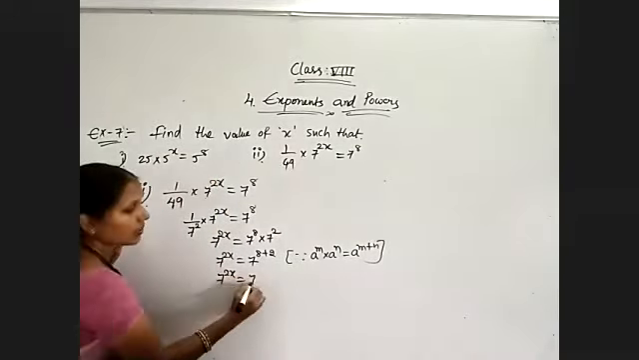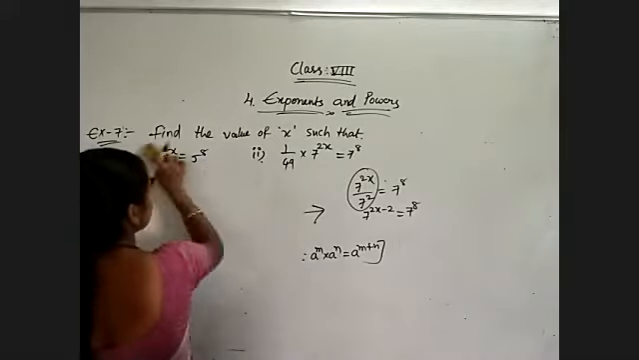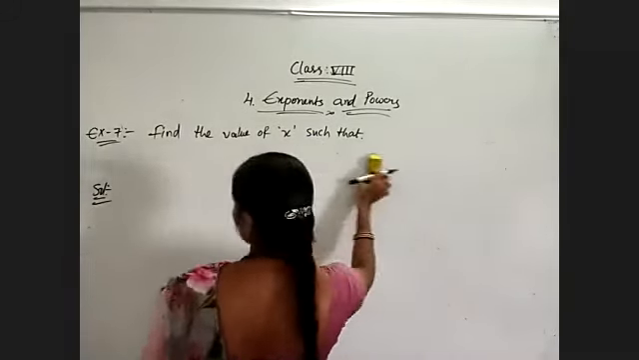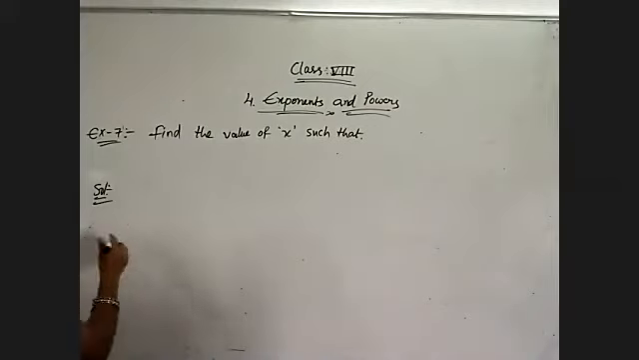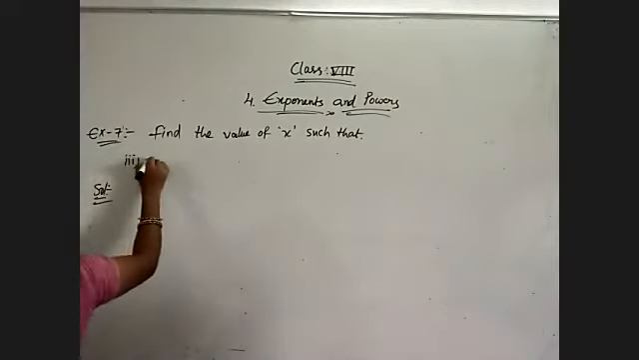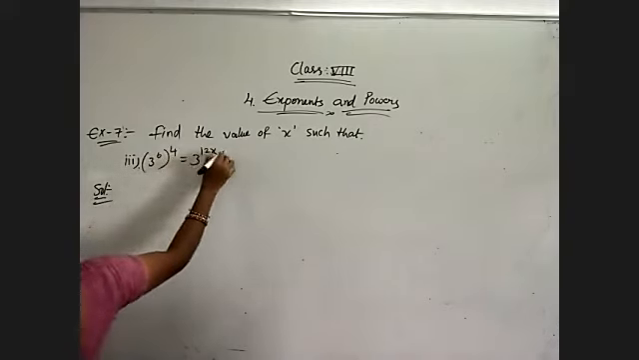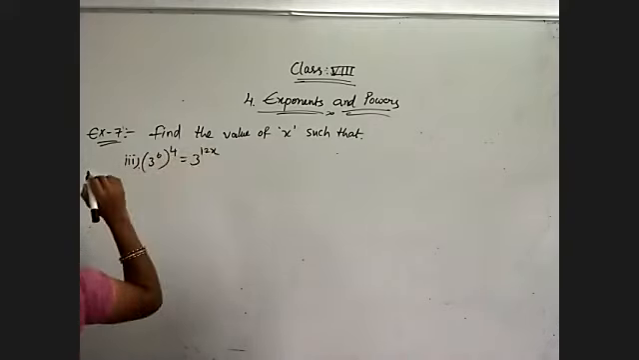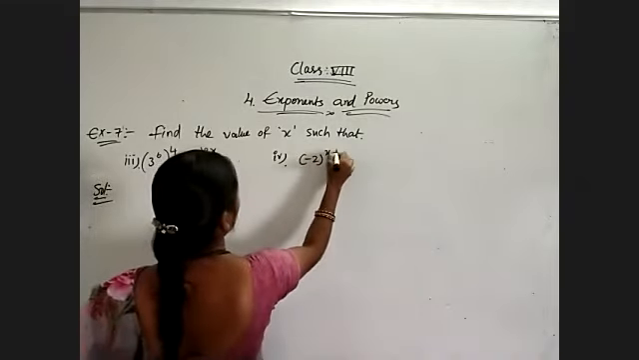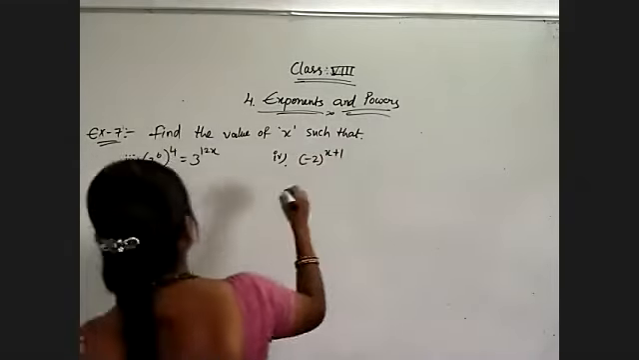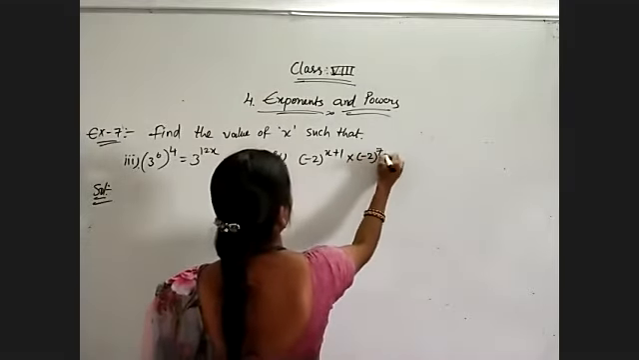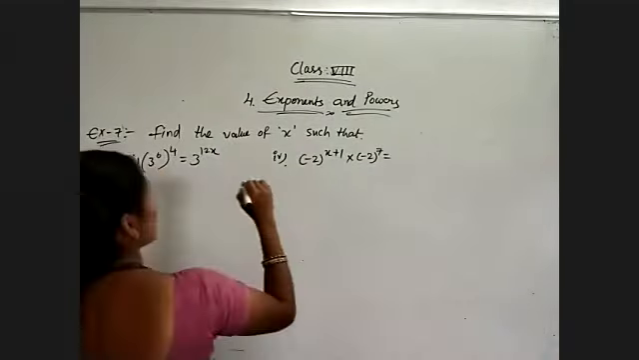Now coming to the third problem in this question only. Third and fourth problems, total 4 questions are there. Observe the third problem. 3 power 6 whole power of 4 is equal to 3 to the power of 12x. And my fourth question is minus 2 to the power of x plus 1 into minus 2 to the power of 7 is equal to minus 2 to the power of 12.